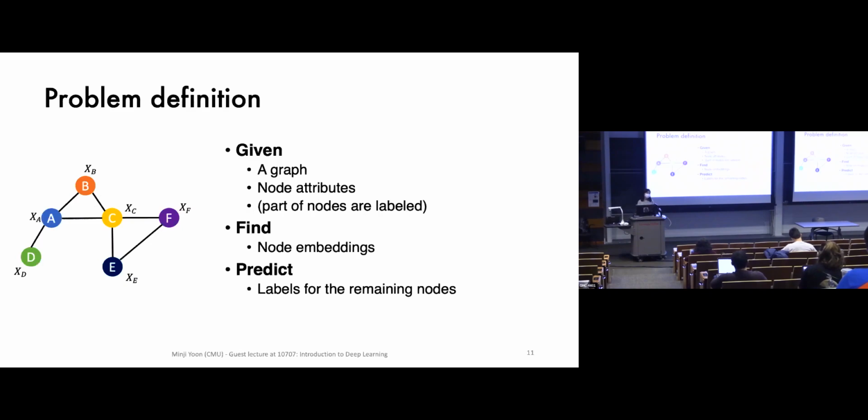So the problem definition that a graph neural network wants to solve is like this. The input is a graph, the adjacency matrix I described before, the node attribute matrix I described before, and a part of the nodes will be labeled. What a graph neural network tries to do is find good node embeddings representing its node properties. And using those node embeddings, the application will predict labels for the unlabeled nodes. And what are good node embeddings? We say the goal of the graph neural network is finding good node embeddings.